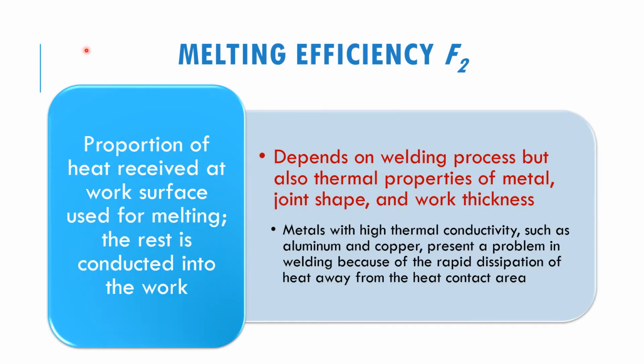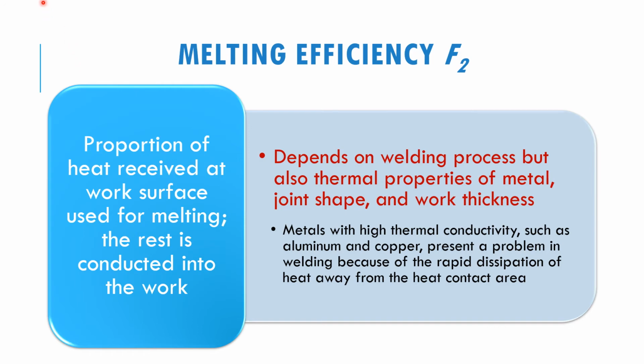Melting efficiency F2 is the proportion of heat received at the work surface used for melting, where the rest of the heat will be conducted into the work. This depends on the welding process, but also on the thermal properties of the metal, the joint shape, and the work thickness. If the metal is high in thermal conductivity, for example aluminium and copper, instead of the heat being used for melting the material, more heat will rapidly dissipate into the other parts.